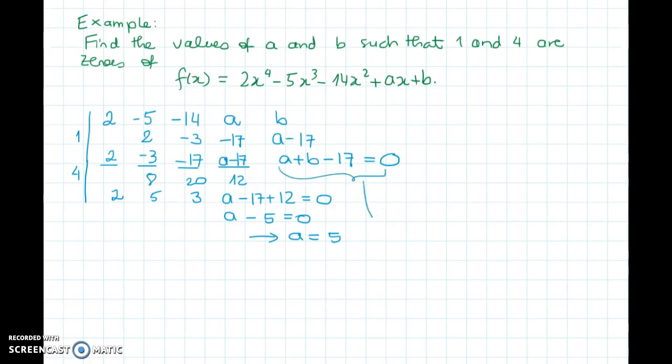Now we can go ahead and use the other equation to find the value of b. So 5 plus b minus 17 has to be 0. So b is equal to 12. So those were the two values we were required to find.